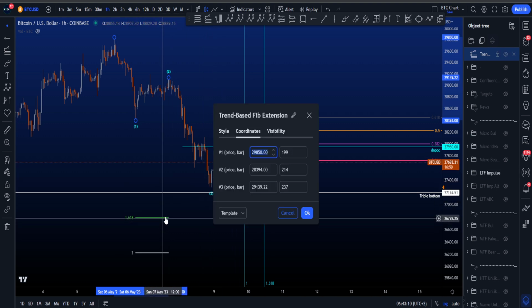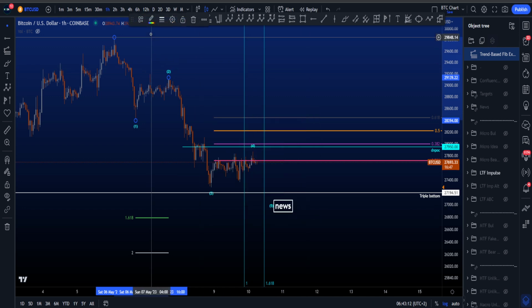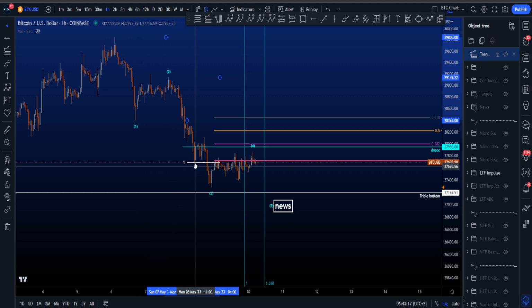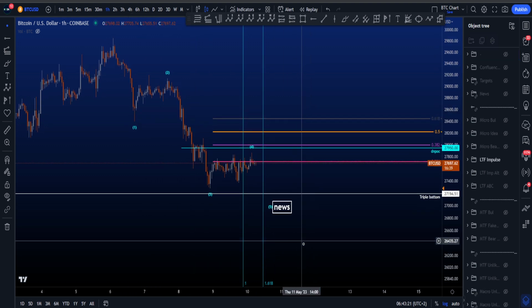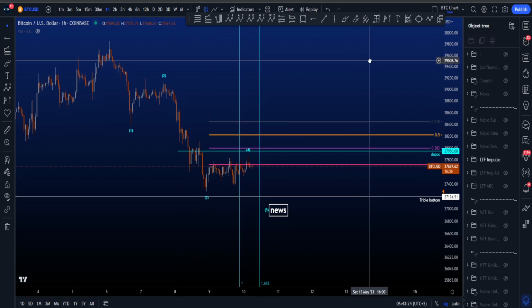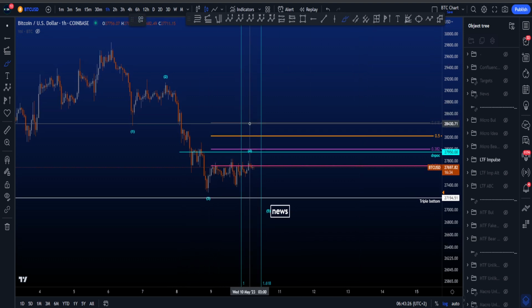Now, a minimum requirement for a wave 3 is that it cannot be the shortest wave, and it is longer than wave 1, as you can see, but it also didn't reach the most common target and also usually minimum target for wave 3, which is the 1.618. So that is definitely something to take into account when thinking about this as an impulsive structure.